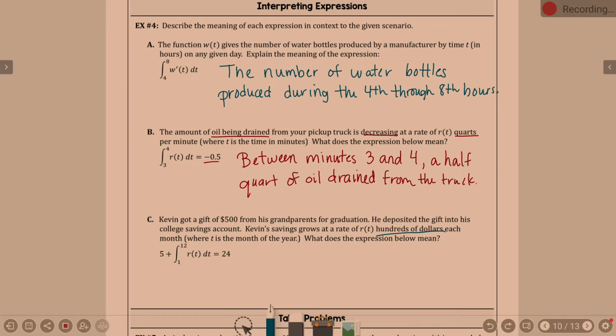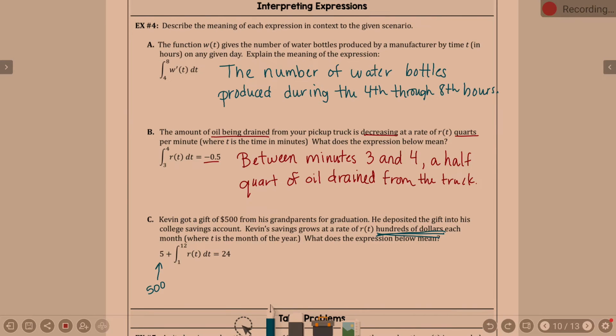Oh shoot! I didn't even see that it said it on the paper. I just saw the 5. Okay, it has 500, and all of a sudden that 500 is expressed as a 5. Okay, but that's a good connection. You've got to make the connection somewhere. But it does explicitly state that R of T is in hundreds of dollars.